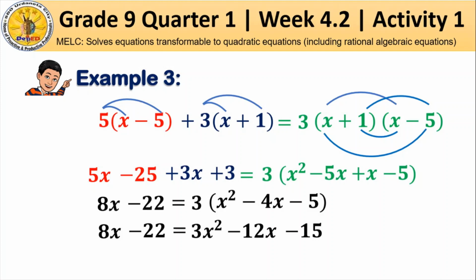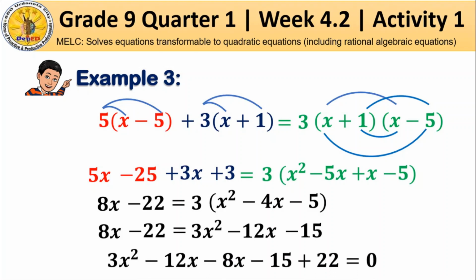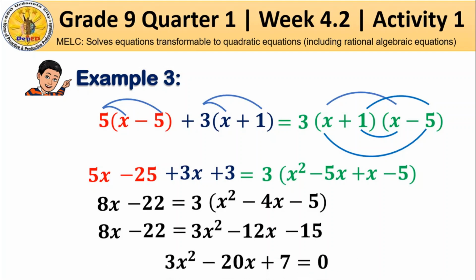Transforming this equation in standard form, ax squared plus bx plus c, we have 3x squared minus 12x minus 8x minus 15 plus 22 is equal to 0. Simplifying, we have 3x squared minus 20x plus 7 is equal to 0.